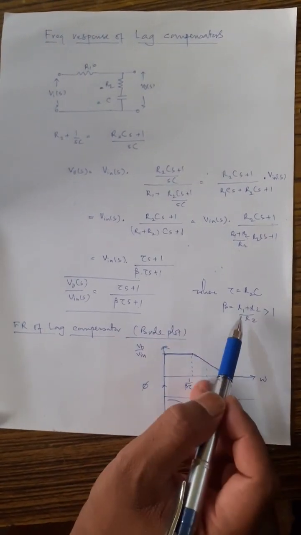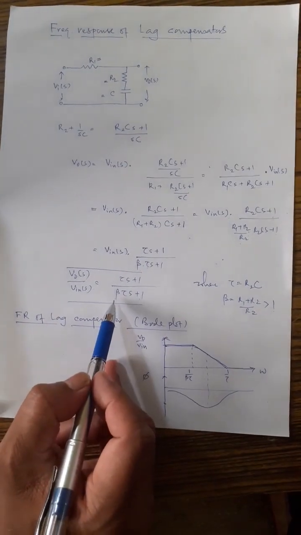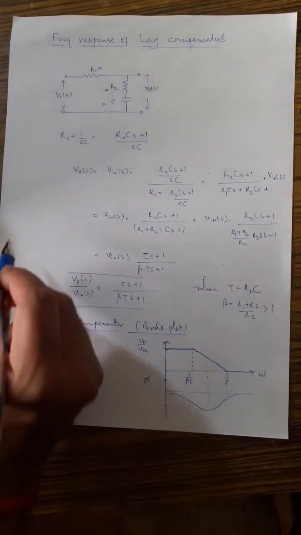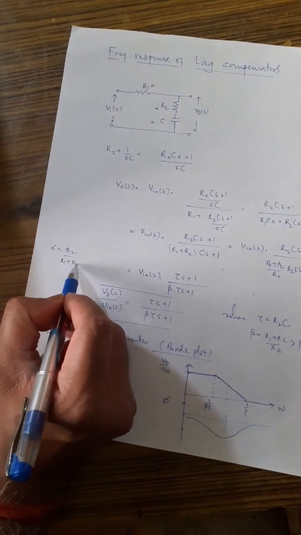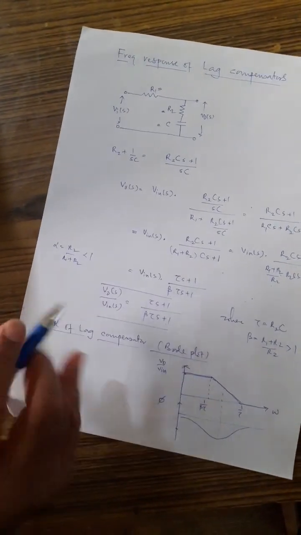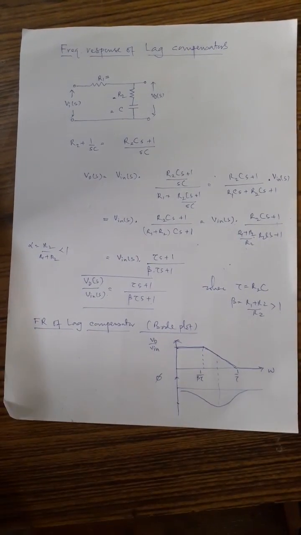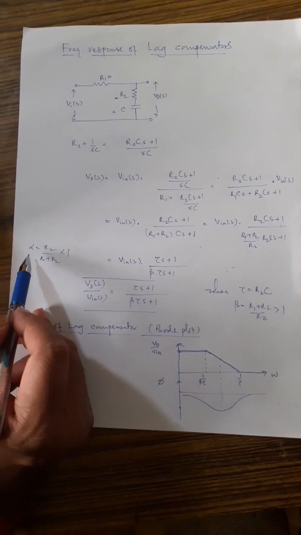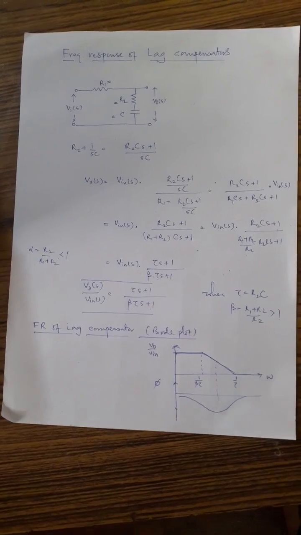If you recall the explanation of the lead compensator, there was one term known as alpha. Alpha is the ratio of R2 by (R1 + R2), whose value is less than 1. If you compare alpha and beta, you can observe that beta is nothing but the reciprocal of alpha. Here alpha is less than 1 and here the beta value should be greater than 1.